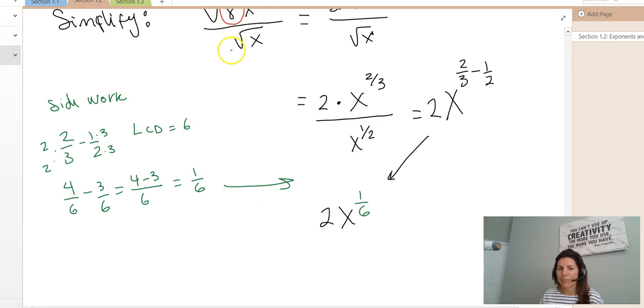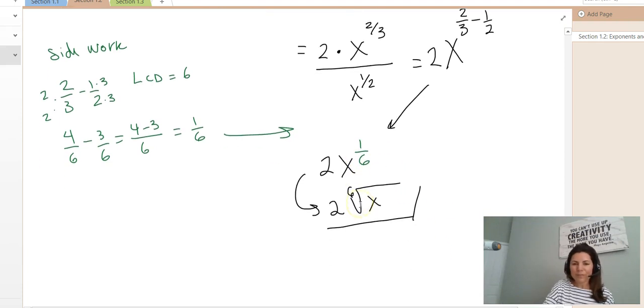Because the original problem was given to me in terms of radicals, I want to write it back as a radical. So this will be 2, and what will be the index? Which one is the index? The denominator. So this will be the 6th root of x. And this will be my final answer.